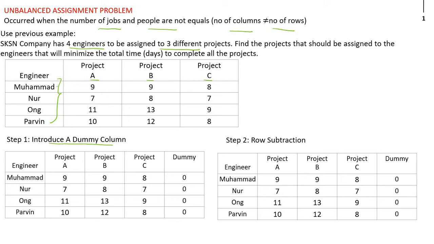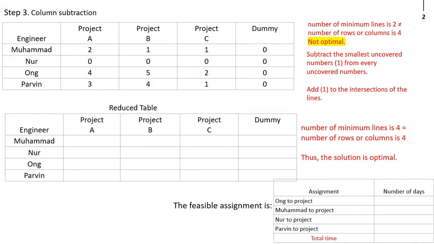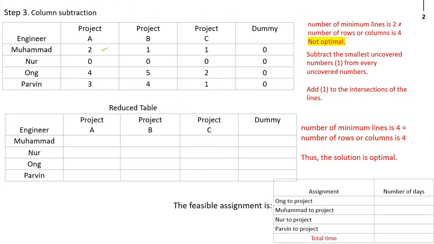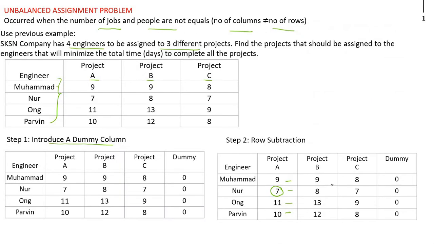Okay, the next step is we calculate the column subtraction, which is, we refer to the row subtraction. The first column for project A, the minimum value is 7. So 7 minus 9, minus 7, minus 11, minus 10, we will get 2, 0, 4, 3. And the second column for project B, the lowest value is 8.